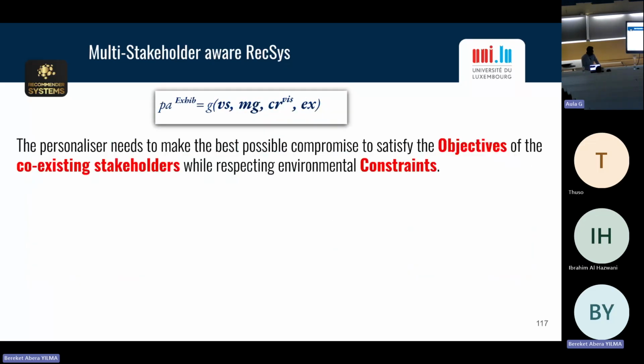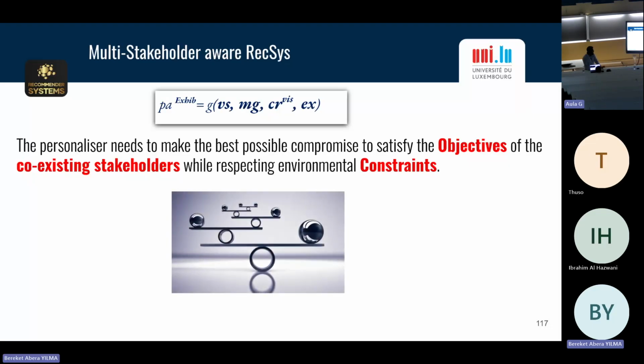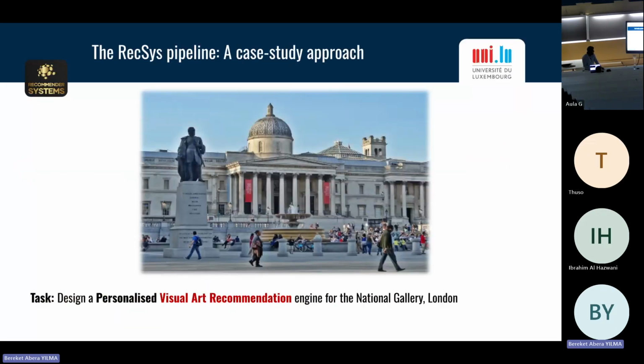So essentially, you end up with a personalization task where you have to make the best possible compromise in the end. You are delivering one single recommendation to a user, one user. But you have to take into account a lot of different stakeholders' perspectives in the design of this. And this is essentially a constrained multi-objective optimization problem.